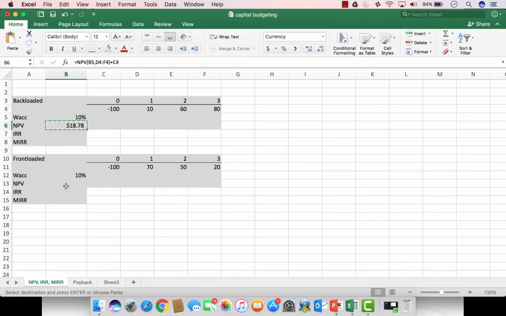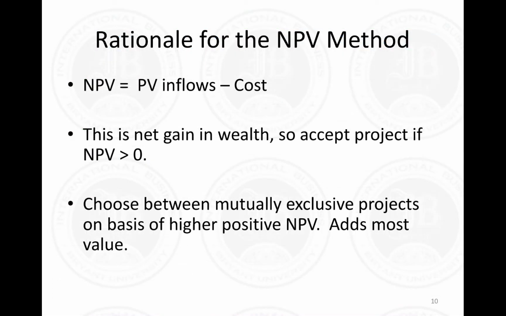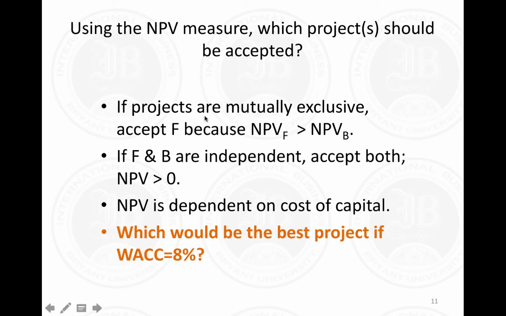I'm just going to copy this formula right here, down here. 18.78 compared to 19.98, and these numbers should be the same as the numbers that we had in the other presentation. And you want always to get richer. So we want to get the project that makes us the most money if we have to choose between two mutually exclusive projects. So which one is the one that adds most value? In our case, project front-loaded has a higher NPV than project back-loaded, so this is the one that we will like.